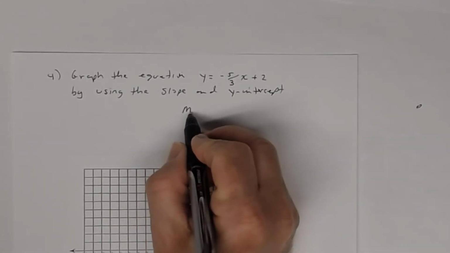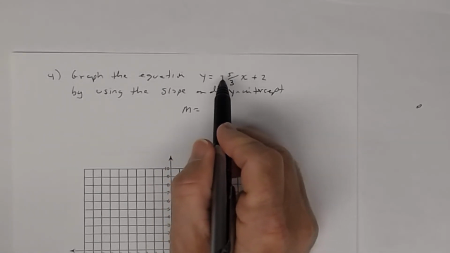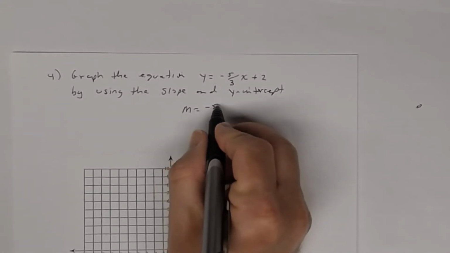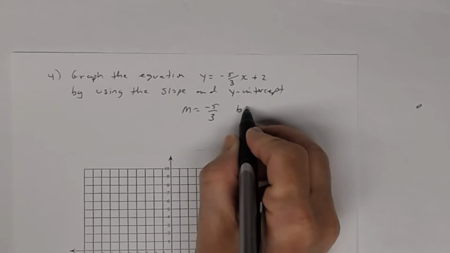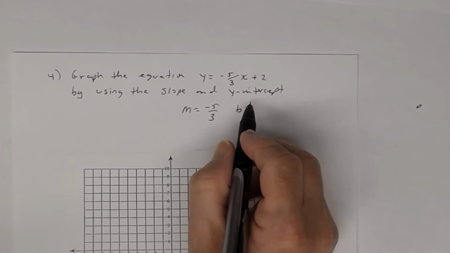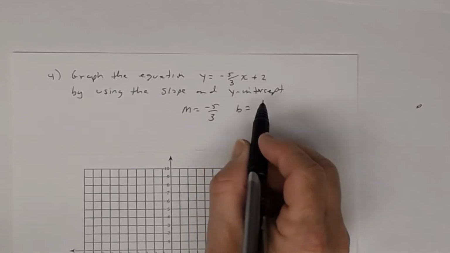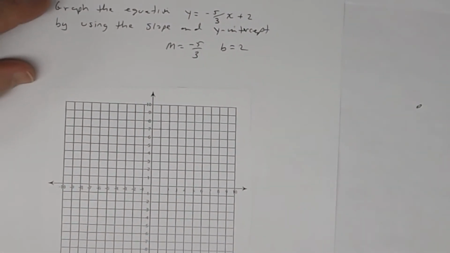So notice that this is in slope-intercept form. The slope is the coefficient of x. So what am I multiplying x by? I'm multiplying x by -5/3, so the slope is -5/3. And the y-intercept, which we'll call b here, is that constant. So my y-intercept is this +2.